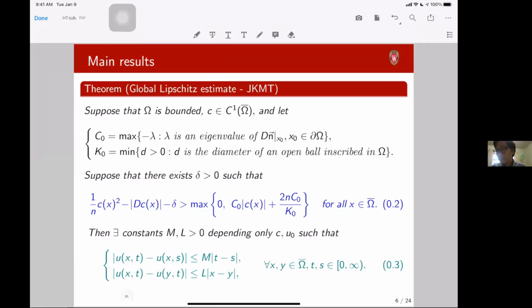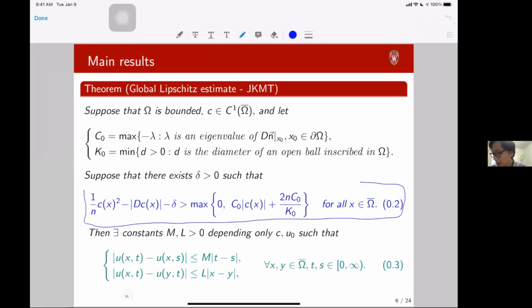So this is the first result, about a global Lipschitz estimate, where we want to obtain under which condition on the forcing term, coupled with the boundary conditions that we have, the solution is globally Lipschitz. I'll describe them, but basically we're going to put some condition on the forcing term, this sort of condition on C. If we have this condition on C, then the solution is globally Lipschitz in both space and time. So the constants M and L only depend on the forcing term and initial data, but don't depend on space and time.